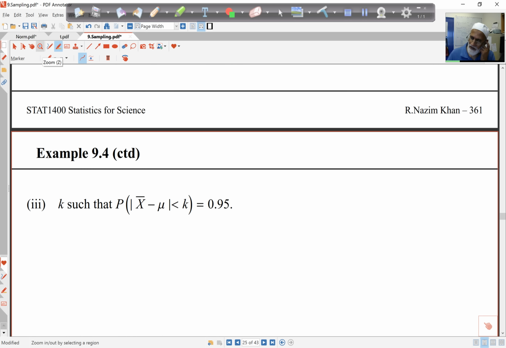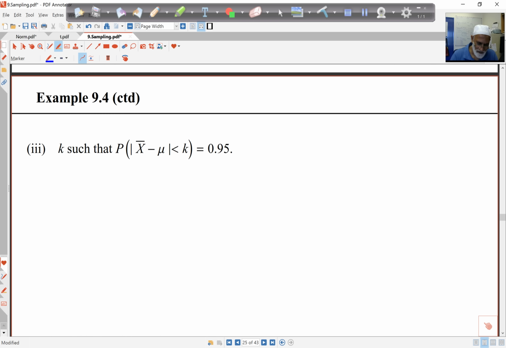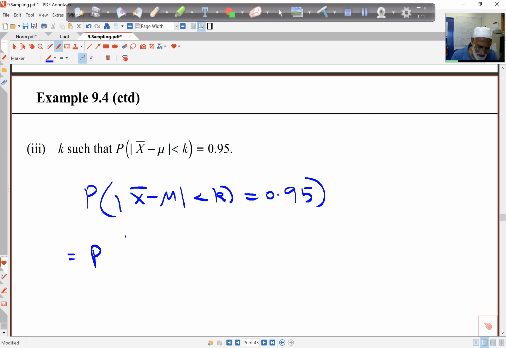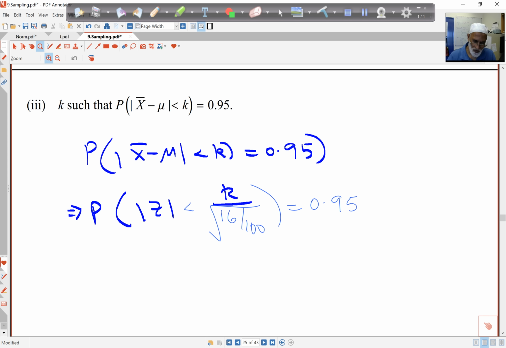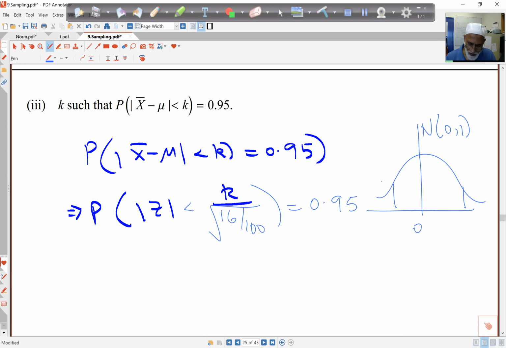Now, slightly different. The same idea as before. The probability that the absolute value of X bar minus mu is less than k is 0.95. So I divide both sides by the standard deviation, so it's k on the square root of 16 on 100, and that's equal to 0.95. So, well, I know how it works. I'm looking here at 0.95 in the middle.